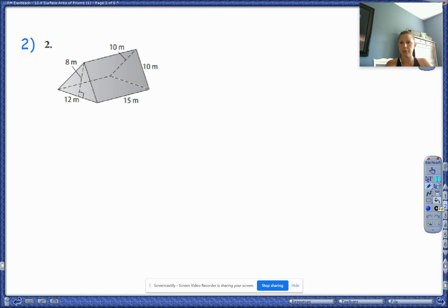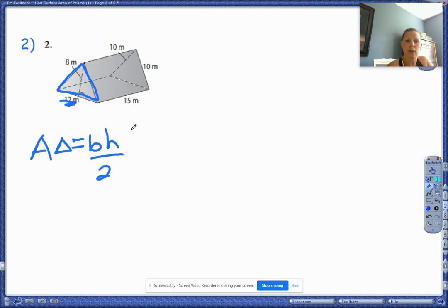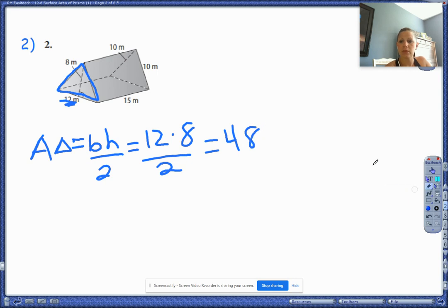Okay, now this is a triangular prism. I'm going to start off by finding the area of my triangle. I have my triangle in the front here, and then it's also in the back. So the area of a triangle is base times height over 2. The base of my triangle is 12. The height of my triangle is 8. So 12 times 8 divided by 2 is 48. And I'm going to multiply that by 2 because there are two triangles, one in the front and one in the back, and get 96. I circle it because that's what I'm going to have to add to my final answer.